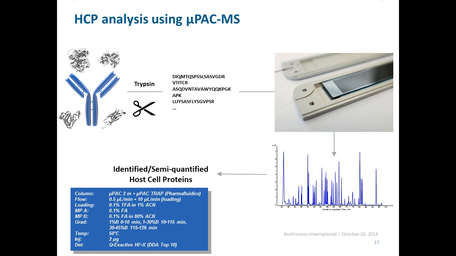Now, during the separation, the Q Exactive mass spectrometer was continuously acquiring MS and MSMS data in the data-dependent acquisition mode. And one survey MS scan was combined with 10 dependent MSMS scans. And then all the MS and the MSMS data were subsequently searched against the CHO database that was extended with the sequence of the therapeutic product.